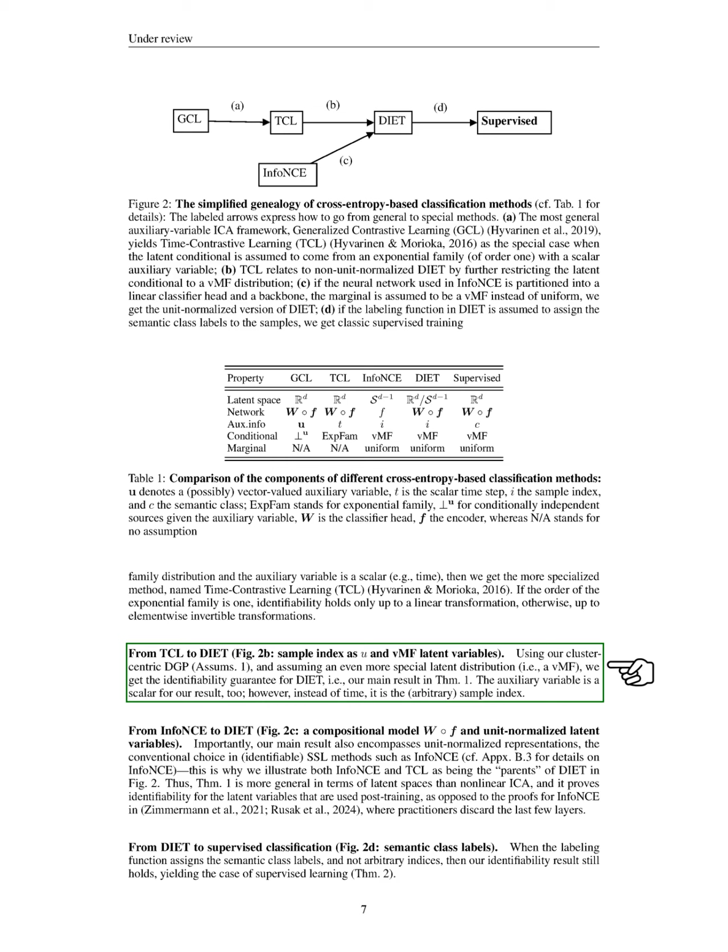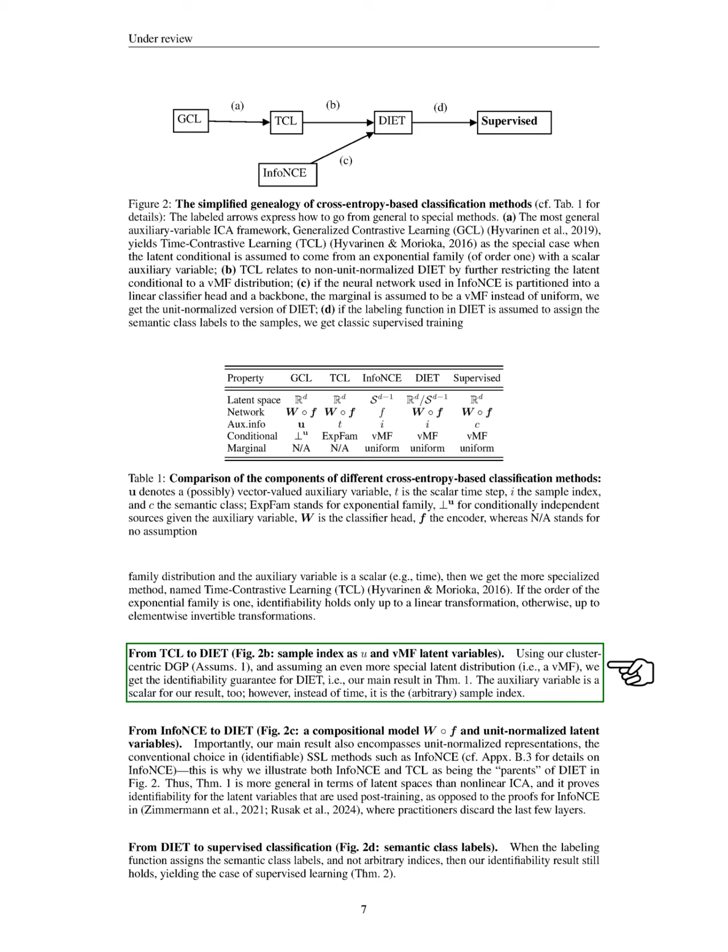Our main result also applies to unit normalized representations, commonly used in identifiable self-supervised learning methods like InfoNCE. This shows that our findings are broader than just nonlinear ICA, as they confirm identifiability for latent variables used after training. When we consider supervised classification, where labels are semantic class labels rather than arbitrary indices, our identifiability result still holds.